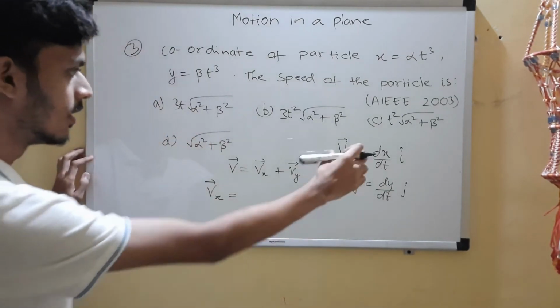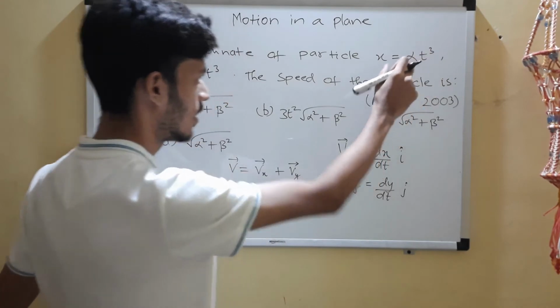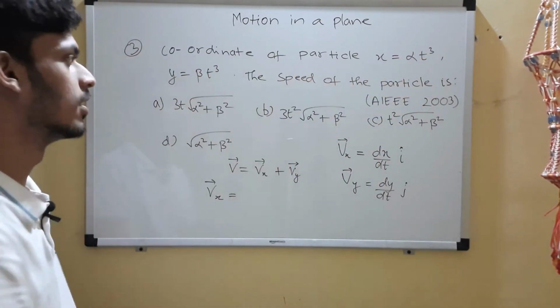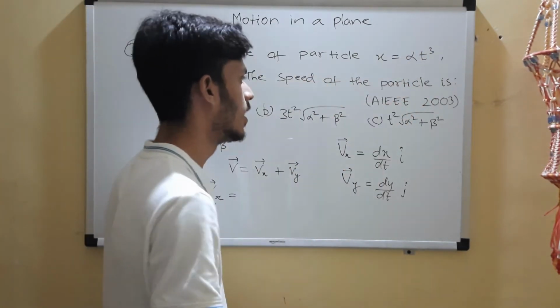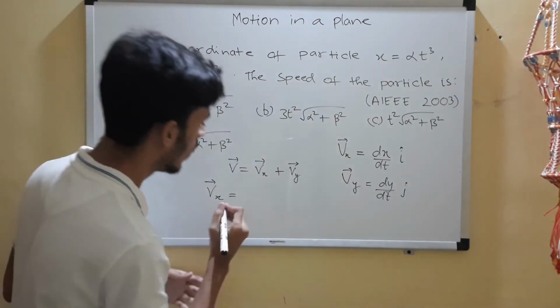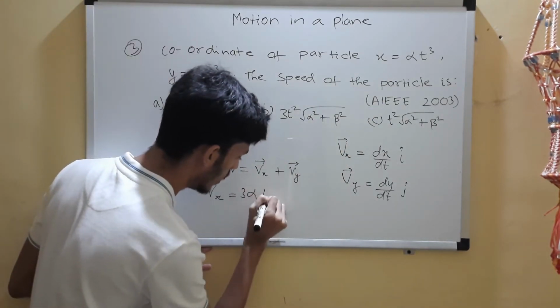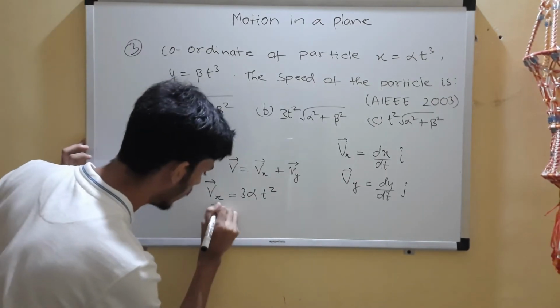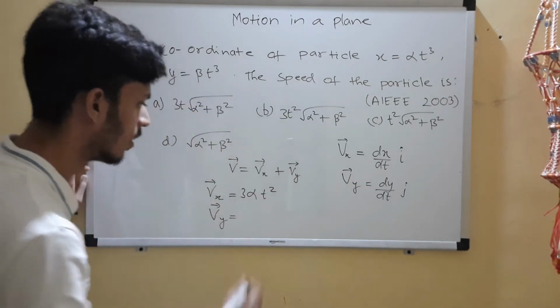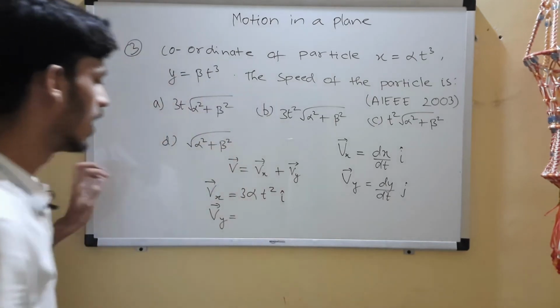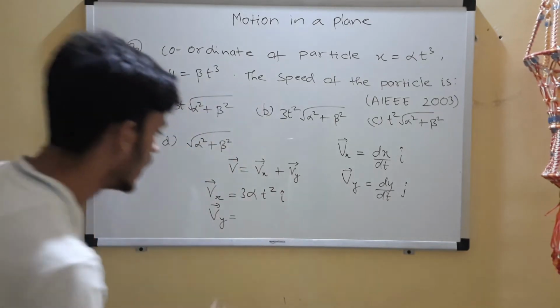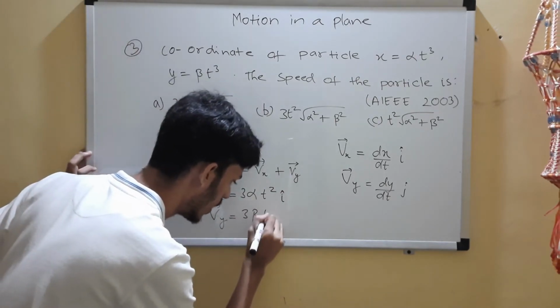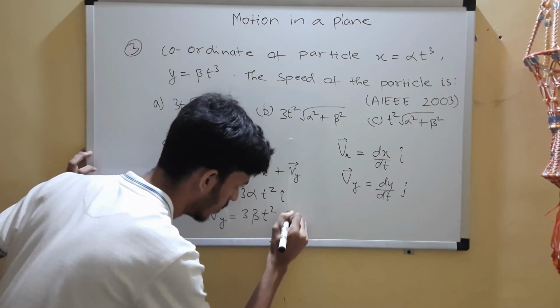Vx is, just differentiate this. Alpha and beta are scalars, if I didn't mention that. So alpha comes out and you have 3t square. This is how you differentiate it. And also for Vy, you'll have along i cap, and for Vy you'll have beta and 3 beta t square. So you get j cap.